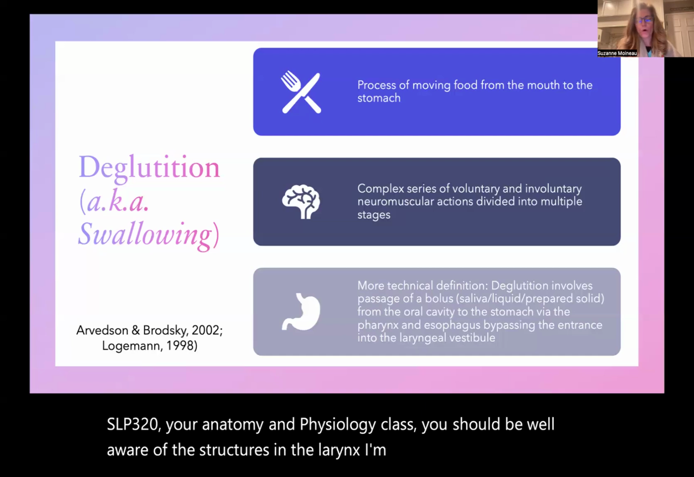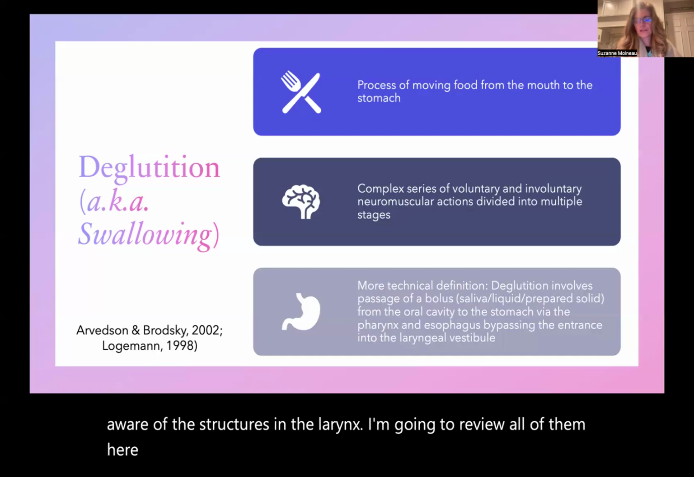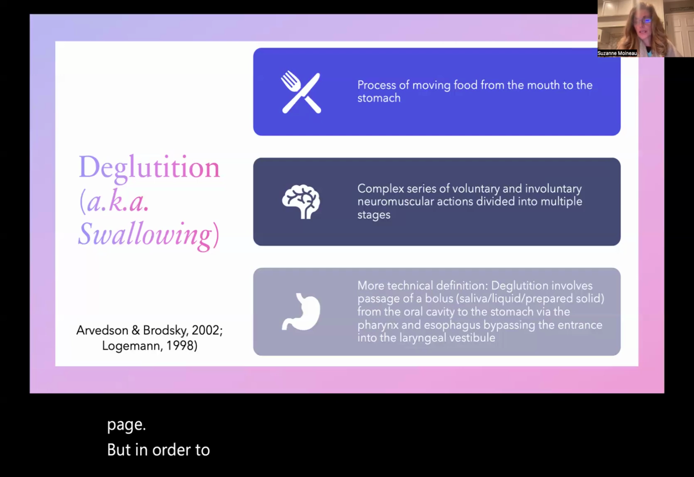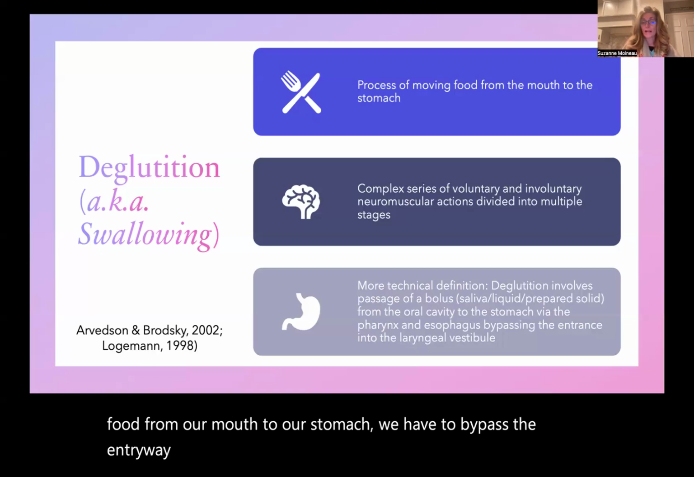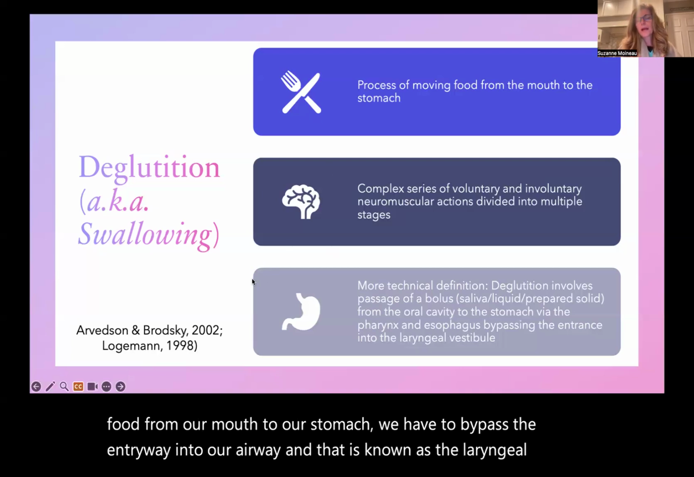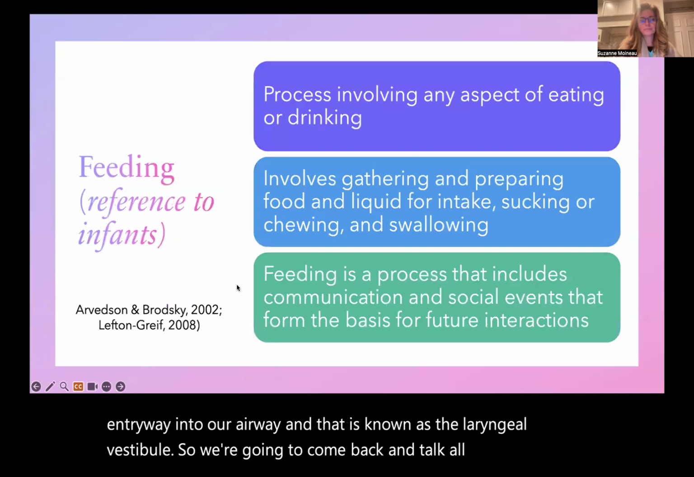I'm going to review all of them here for this class, just so that we make sure that we're on the same page. But in order to safely swallow, engage in deglutition, and move food from our mouth to our stomach, we have to bypass the entryway into our airway, and that is known as the laryngeal vestibule. So we're going to come back and talk all about that anatomy.